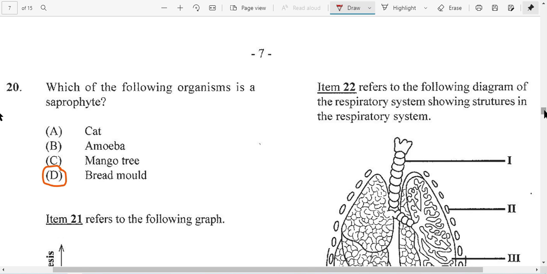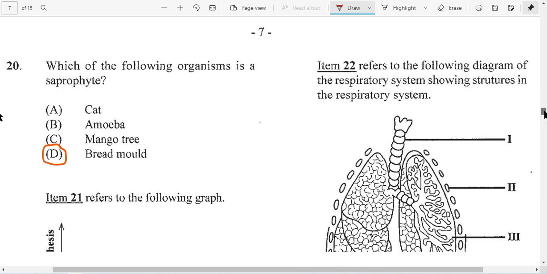As we move on to question number 20, which of the following organisms is a saprophyte? A cat is a carnivore, the amoeba is something different, and the mango tree is of course a producer. The bread mold, however, is a fungus, and it's feeding saprophytically, because a saprophyte feeds on dead and decayed organisms.